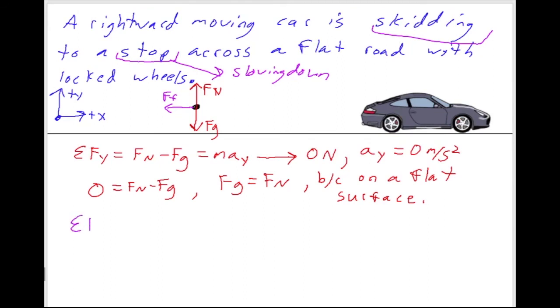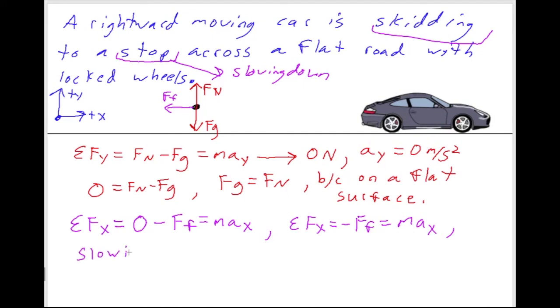Now let's take a look at net force in the x direction. So net force in the x direction is going to be all the forces pointed to the right. In this case, there's no forces, so I'm just going to go ahead and write 0, minus the forces pointed to the left. In this case, that's just force friction. And we know that this is equal to mass times acceleration in the x direction. Therefore, if we get rid of the 0, we can say that our net force in the x direction is just equal to negative force friction, which equals mass times acceleration in the x direction. This makes sense because our car is slowing down, and slowing down will give us a negative acceleration.